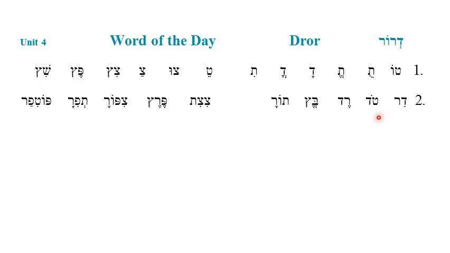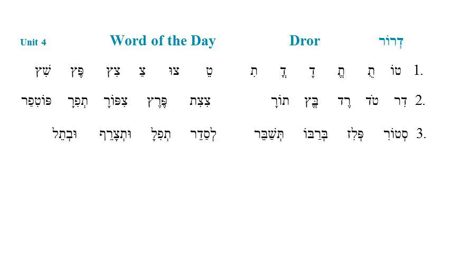Line number 2. Dar, toad, red, bets, Torah, tzitzit. Sounds like we're reading Hebrew. Peretz, Tzipora, Tefira, Potifar.